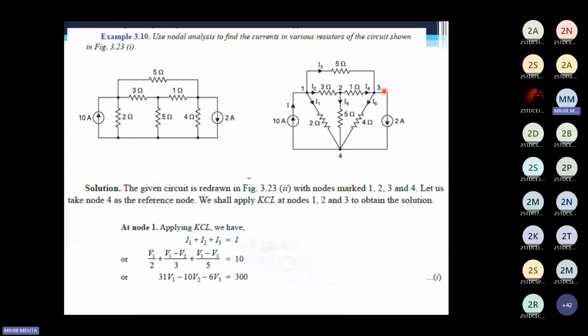So I3 would be V1 minus V3 upon 5, since the current is moving from junction 1 to junction 3. The current moves from higher potential to lower potential. So that would be V1 minus V3 upon 5. Similarly, the incoming current I4 is moving from V2 to V3, so V2 minus V3 by 1, that is my I4, which is equal to the current leaving, that is I6, that is V3 minus V4 by 4, plus 2 amperes. So these are the two currents that are leaving the junction.